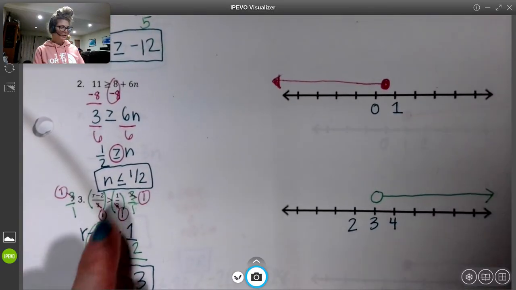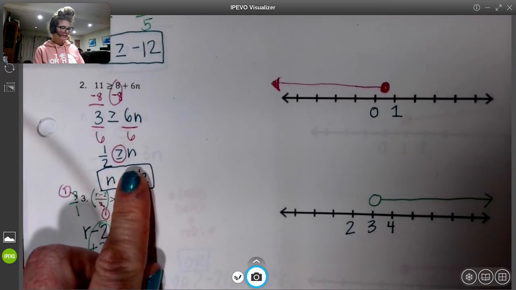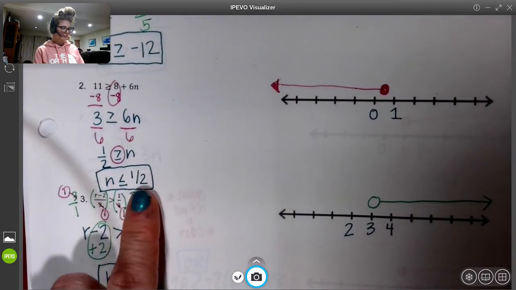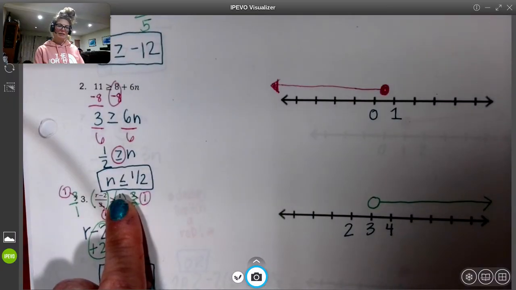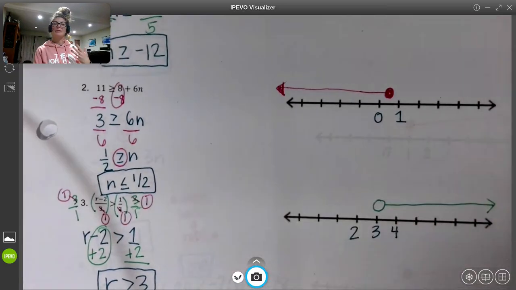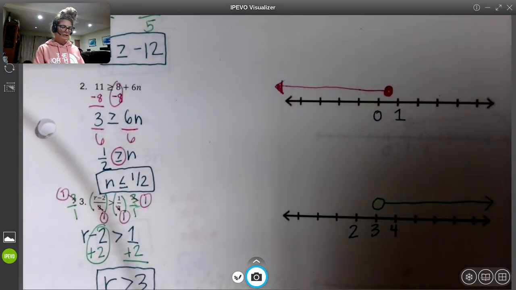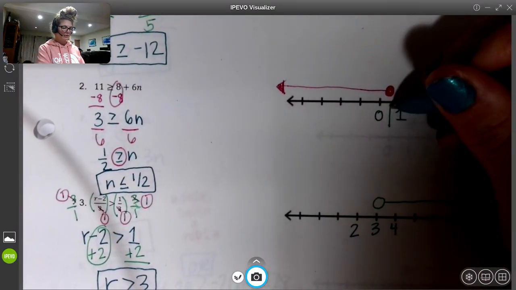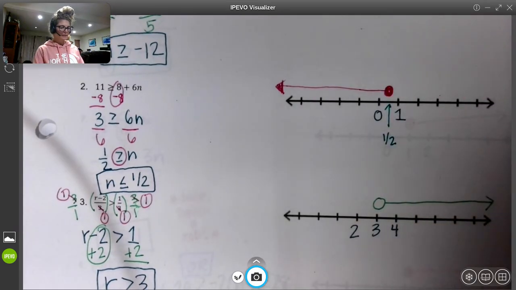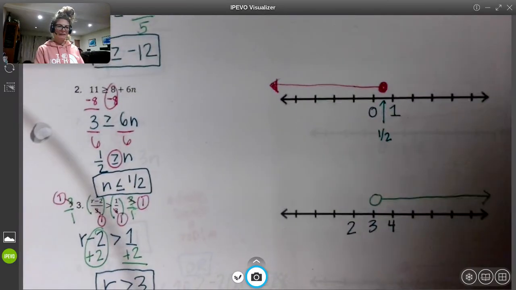Number 2, we end up subtracting 8 from both sides, dividing both sides by 6, needing to switch our inequality symbol to switch the sides, n is less than or equal to 1/2. So remember, we're going to label 0 and 1 because we want to label integers, and fractions are not integers. If you wanted to label in the middle here where that is, we could label it as 1/2. And we're shading to the left, close circle, because that's where they are less than.